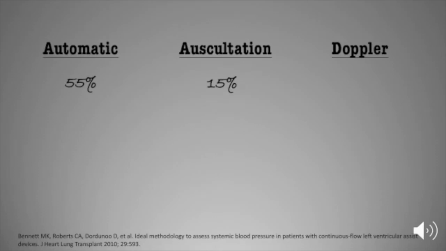The most accurate way was something called the Doppler method. But again, this is something you won't be able to do on the scene. It has to be performed in a hospital typically, so that's off the table. Looking at these results, the most accurate method of measuring blood pressure in an LVAD patient is the automatic cuff. But it's important to keep in mind that that's only going to be accurate about 55% of the time, or 1 in every 2 patients.